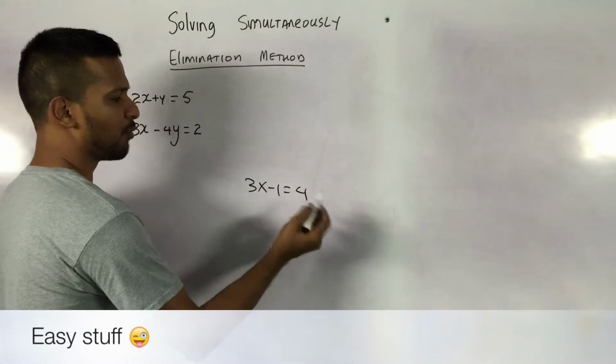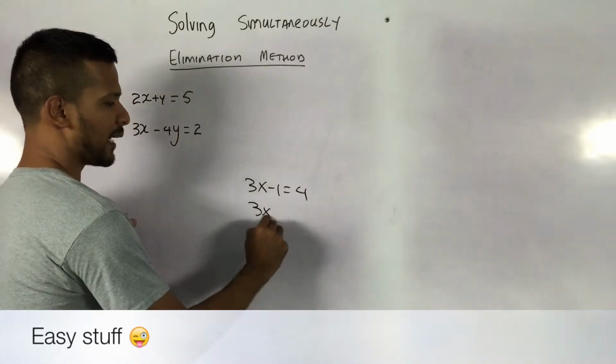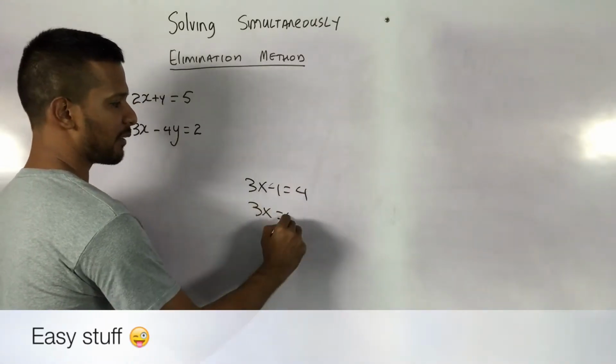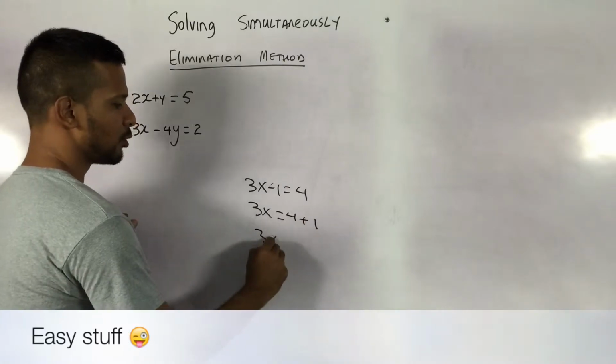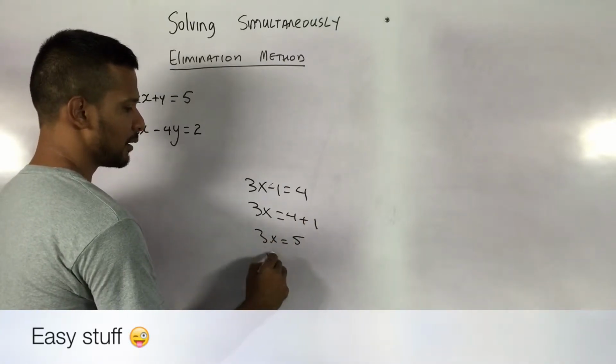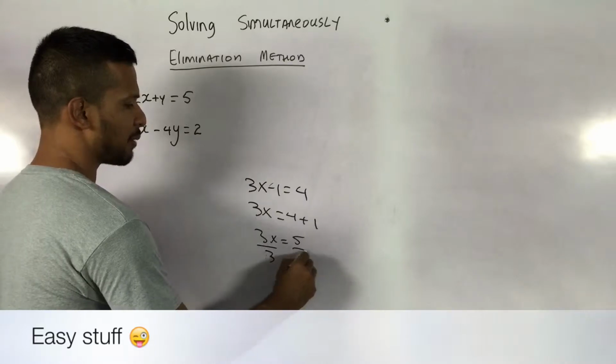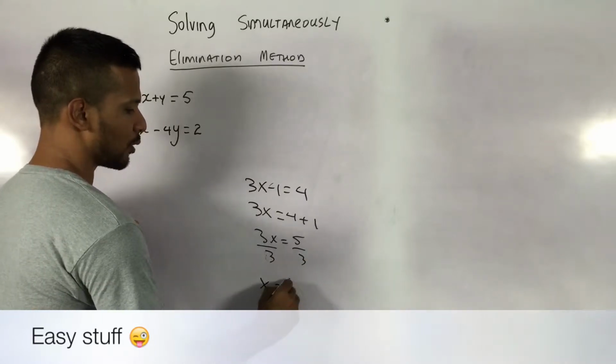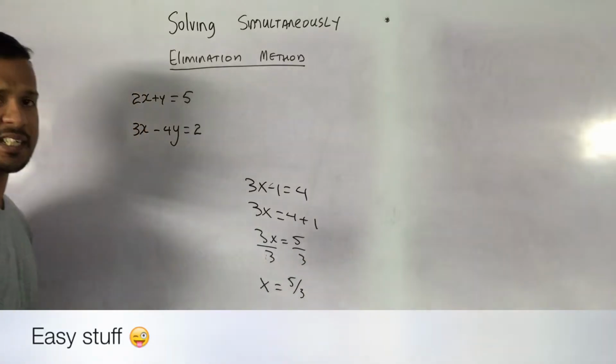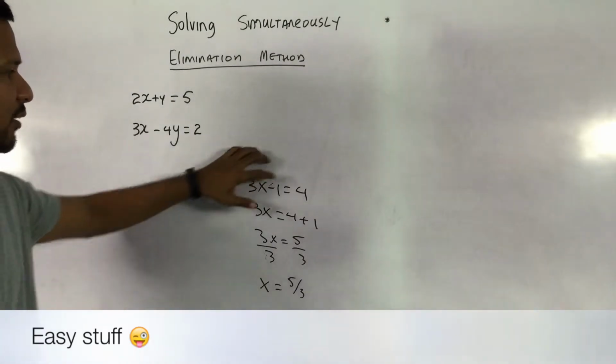3x minus 1 is 4. So 3x is equal to, taking minus 1, carry it across, you'll get plus 1. 3x is equal to 5. Right? Then we can divide both sides by 3 and we'll get x is equal to 5 on 3. So it's easy for us to solve equations of this nature.